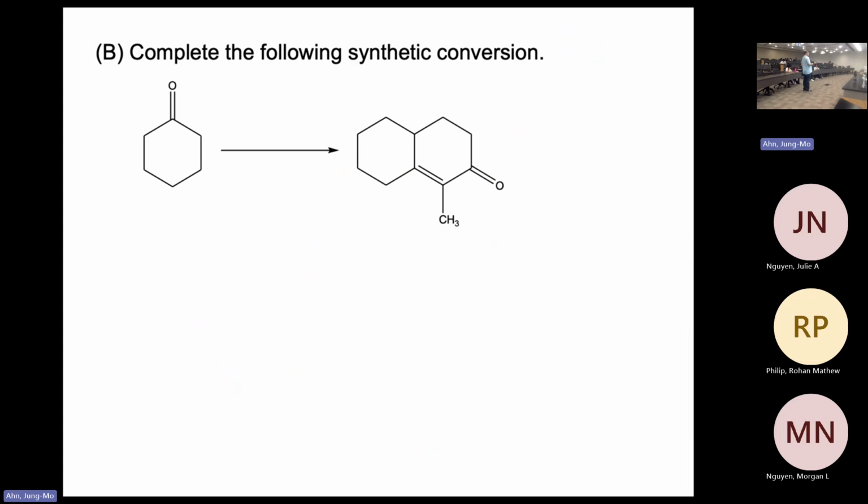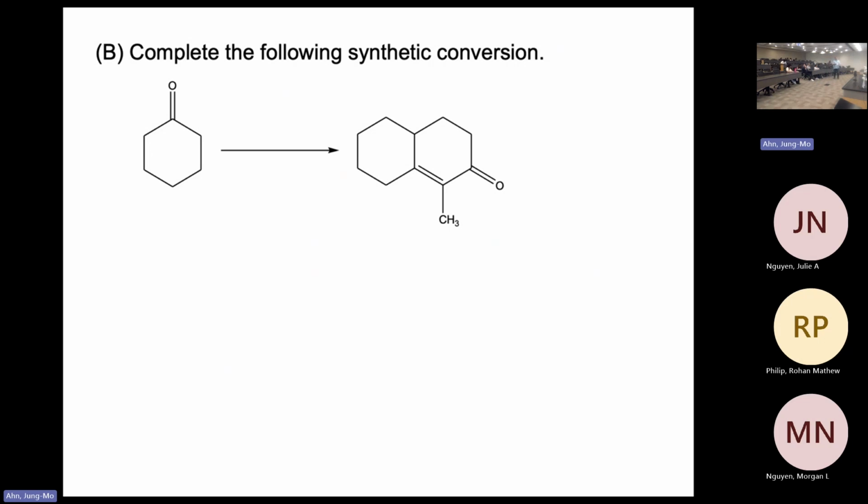So I want you to try to think about what you need to make this thing happen. This is just one ring becoming a two-ring fused system. So that's a Robinson annulation reaction. You need to think about how we have to create an enolate somewhere, right?